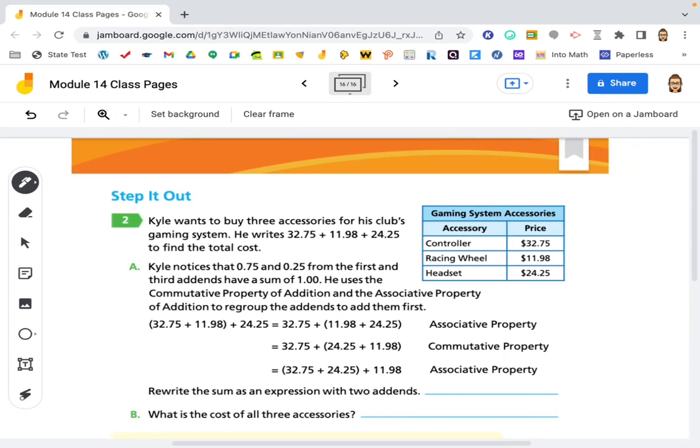So Kyle wants to buy 3 accessories for his club's gaming system. He writes 32 and 75 hundredths plus 11 and 98 hundredths plus 24 and 25 hundredths to find the total cost. Kyle notices that 75 hundredths and 25 hundredths from the first and third addends have a sum of 1. He uses the commutative property of addition and the associative property of addition to regroup the addends to add them first. And it says rewrite the sum as an expression with 2 addends.